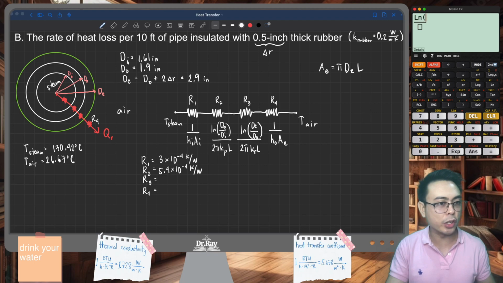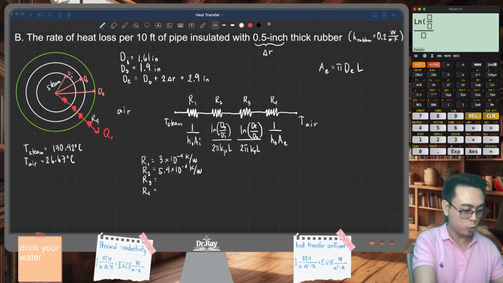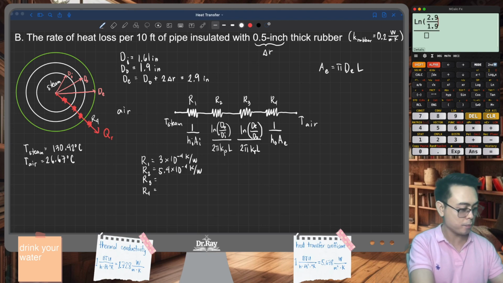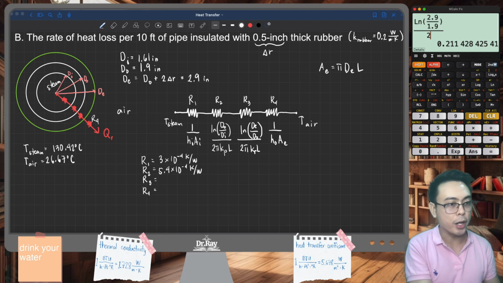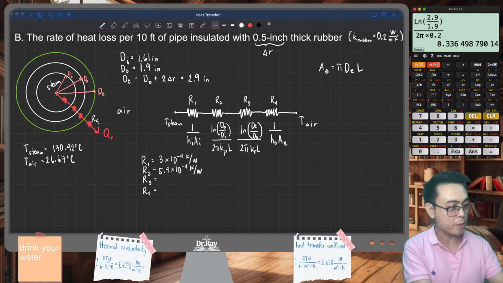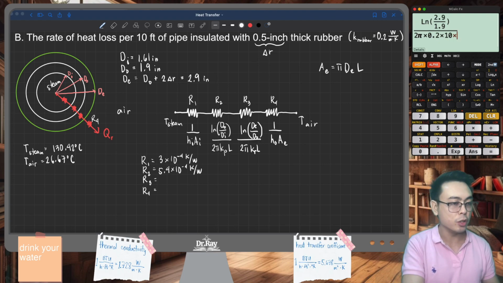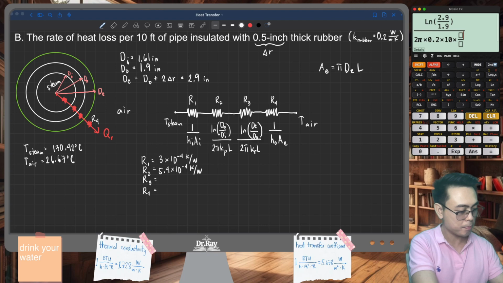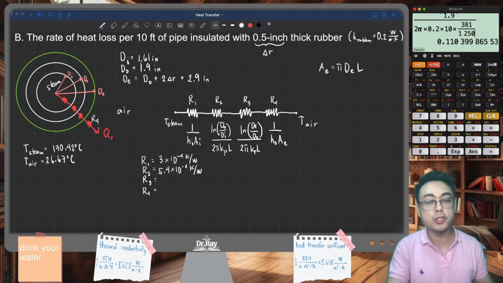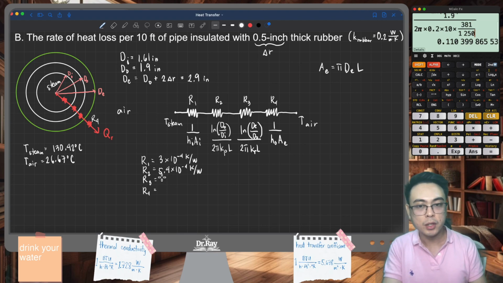That is natural logarithm of the ratio of the diameters, 2.9 inches divided by 1.9 inches, divided by 2 pi times K of rubber, 0.2, times the length of the pipe, 10 feet. Don't forget to convert to meters. This is my resistance due to conduction of the rubber layer. 0.110 Kelvin per watts.